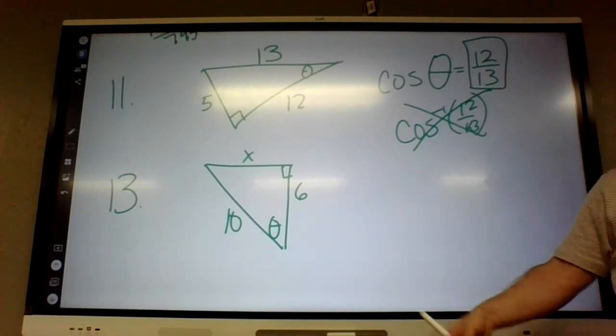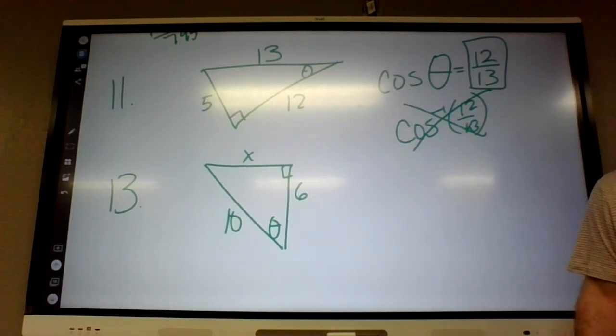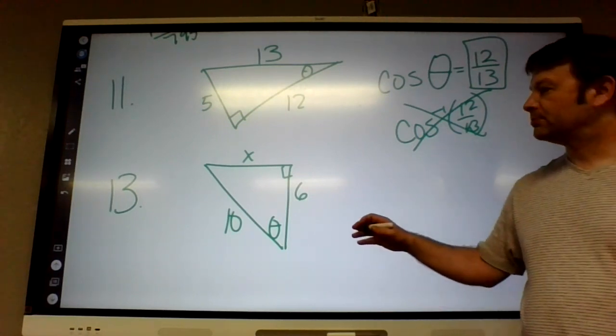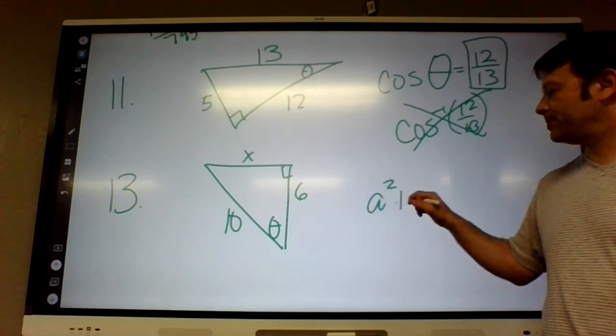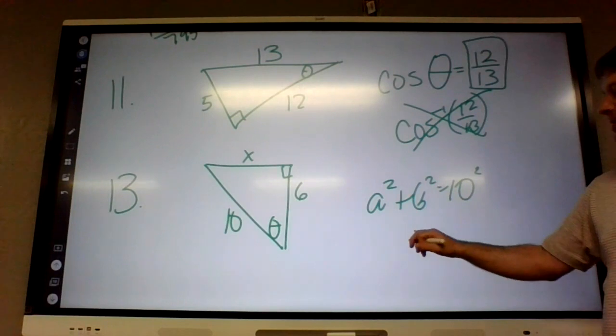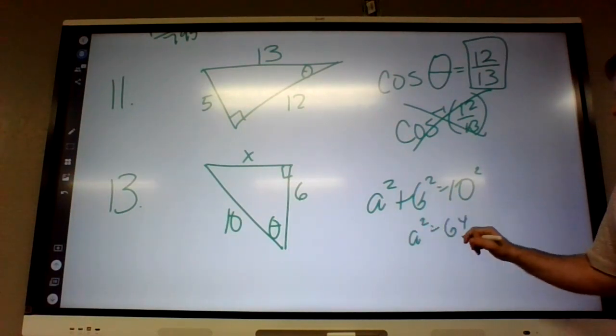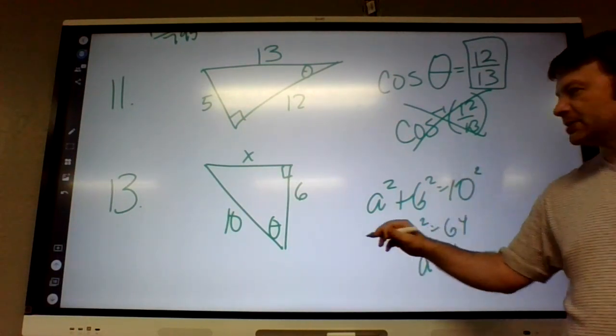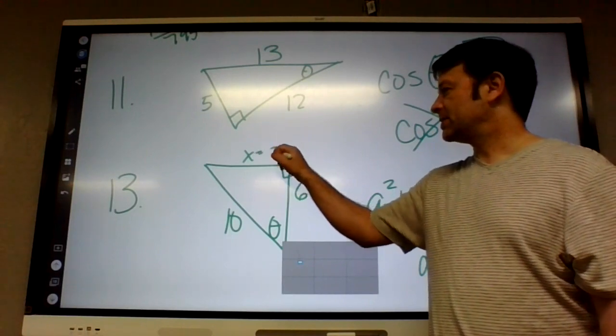Grant, how do I find side x there? Okay, so we would do a squared plus 6 squared equals 10 squared. 100 minus 36 is 64, so a is 8. Yay! 6, 8, 10.